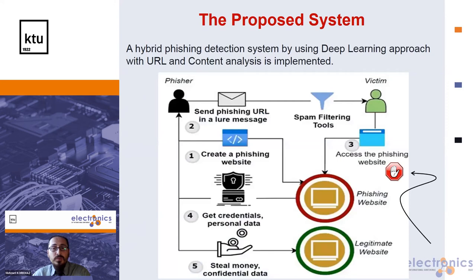Therefore, it is important to prevent these attacks before they reach users. Based on this idea, we aim to implement a hybrid phishing detection system by using a deep learning approach with URL and content analysis. This system protects users before the third action is seen in the figure of the phishing lifecycle.